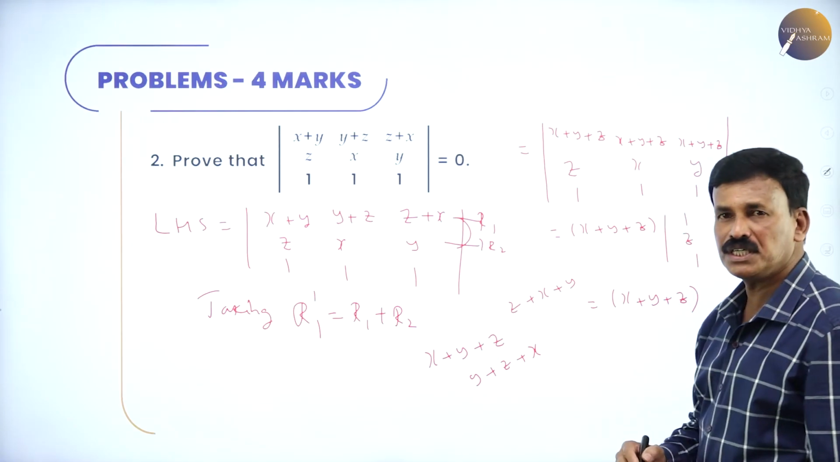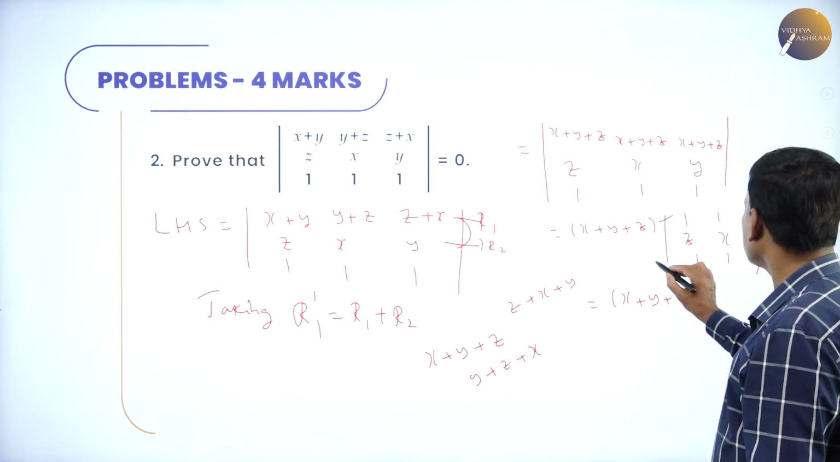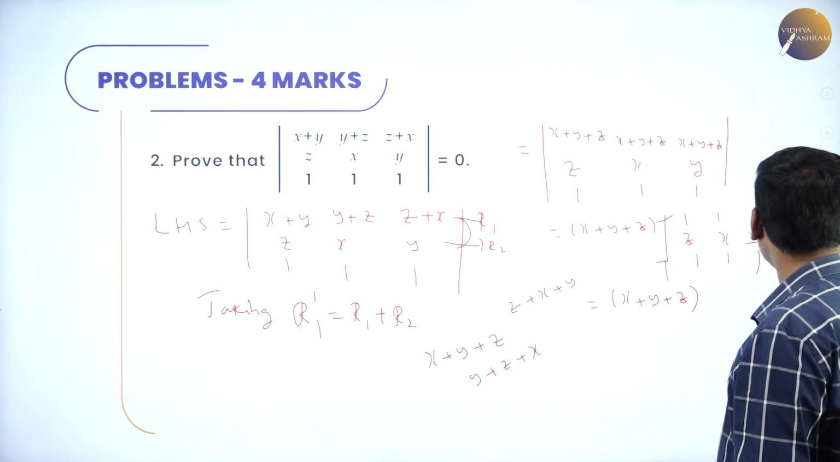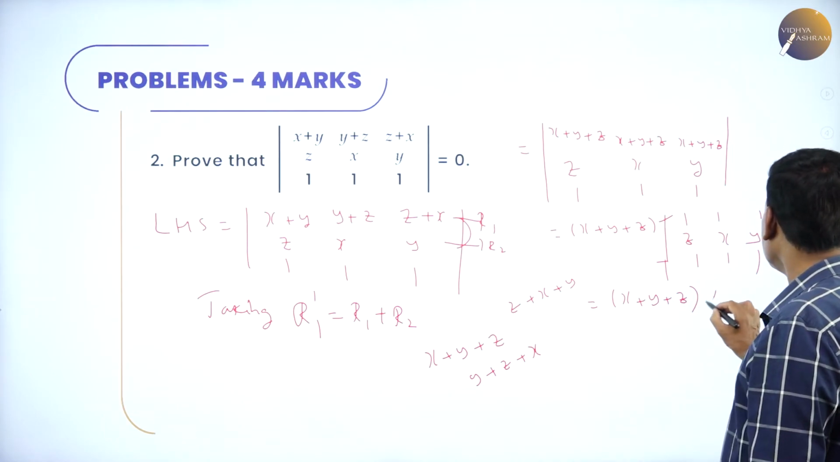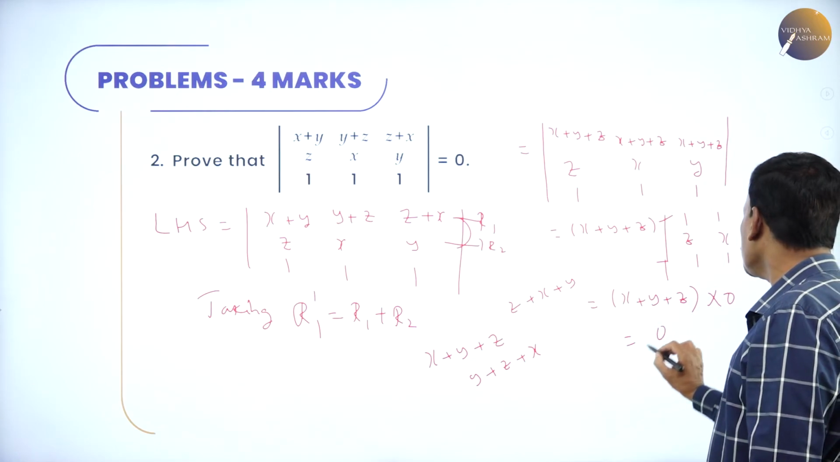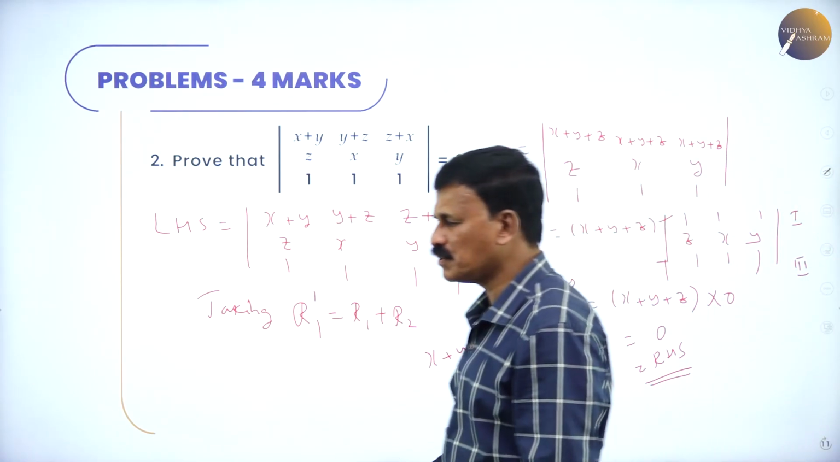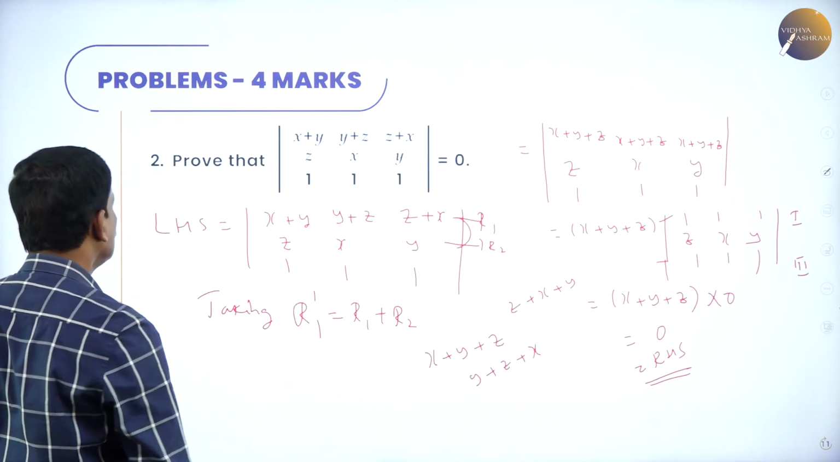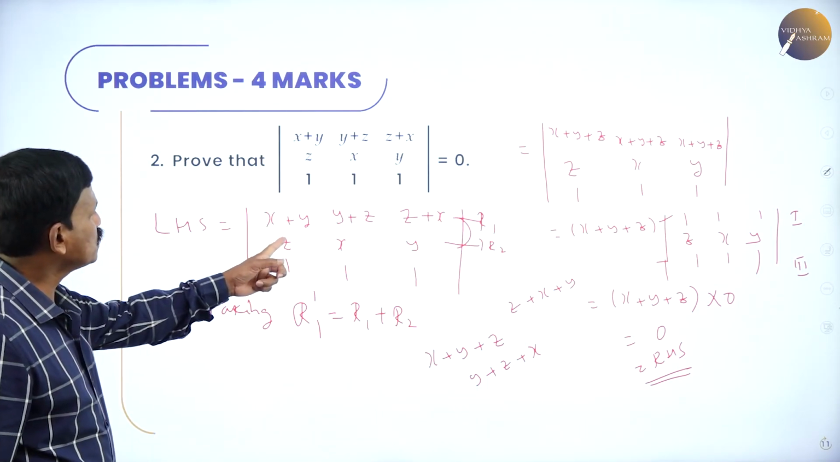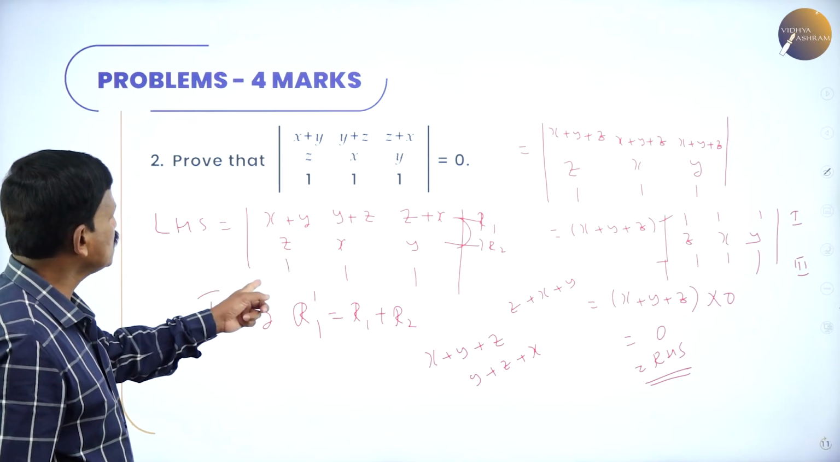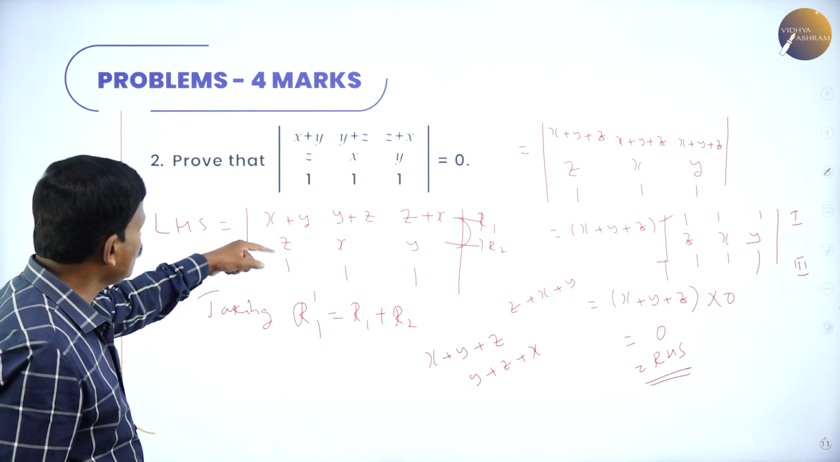According to the property, if two rows or two columns are the same, see here, the first row and third row are the same, then this is equal to 0. 0 into any number is 0. Very simple. So simple a problem it is. So here let us take the LHS: x plus y, y plus z, z plus x; z, x, y; 1, 1, 1. Add these two, that's all.